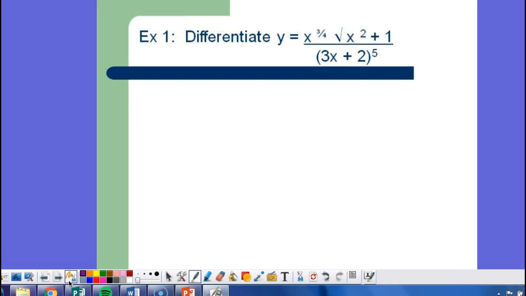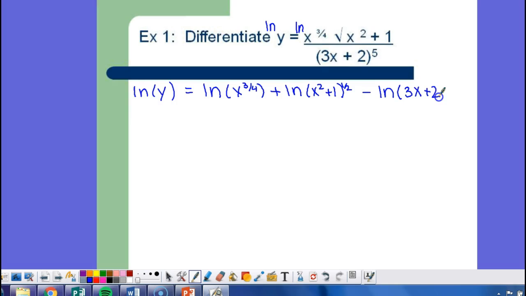I could ln both sides and then use my log features of being able to take division and turn it to subtraction, being able to take multiplication and turn it to addition. So what they're saying is if you have these really complicated looking functions, if you ln both sides, what we get is the natural log of y equals the natural log of all this, right? But what I want to do is use my natural log rules and break it up. So I'm going to say it's the natural log of x to the 3/4 plus the natural log of x squared plus 1 to the 1/2 minus the natural log of 3x plus 2 to the 5th.